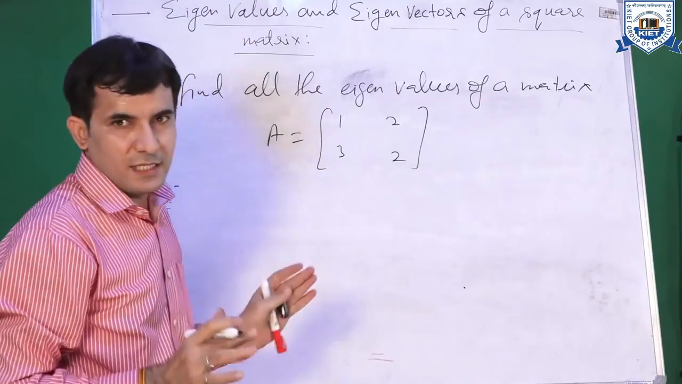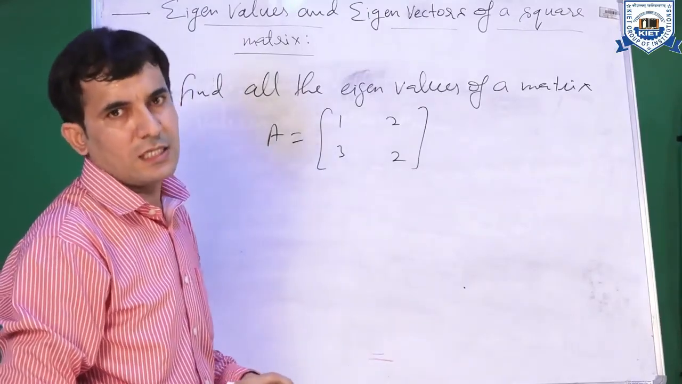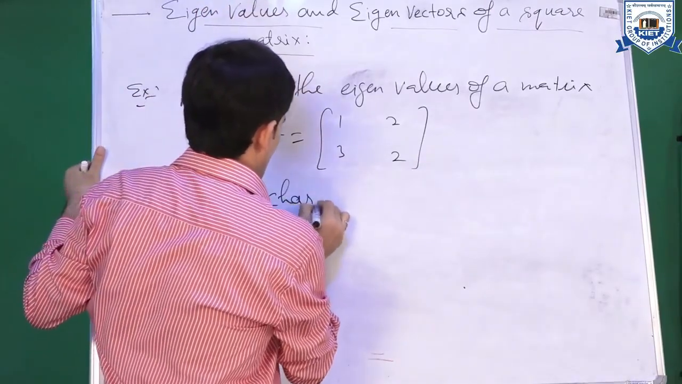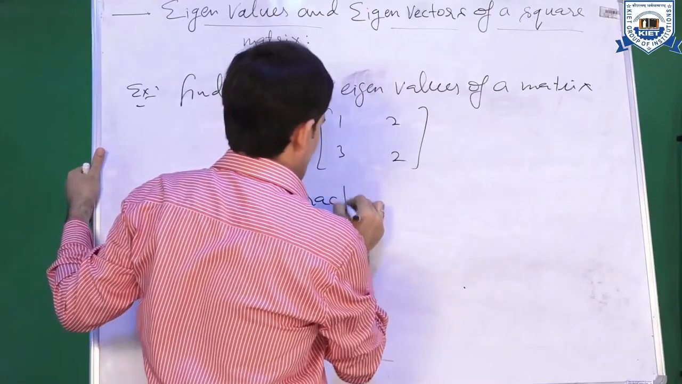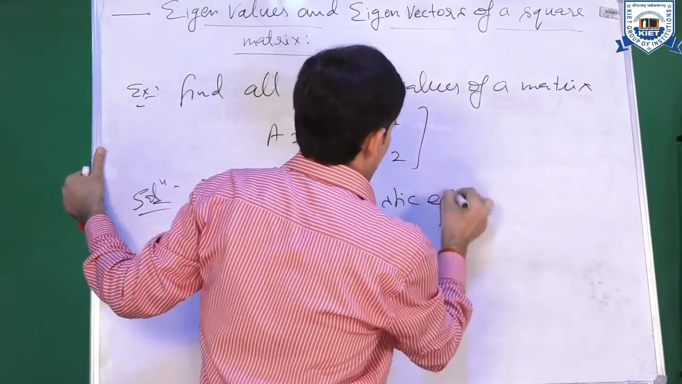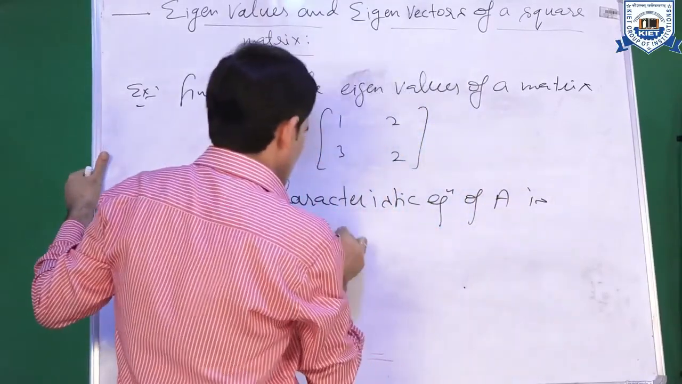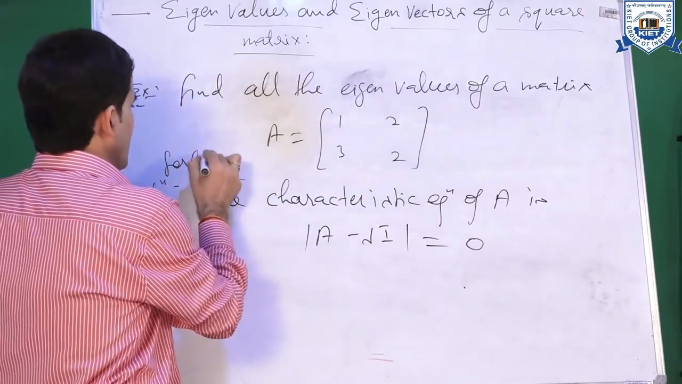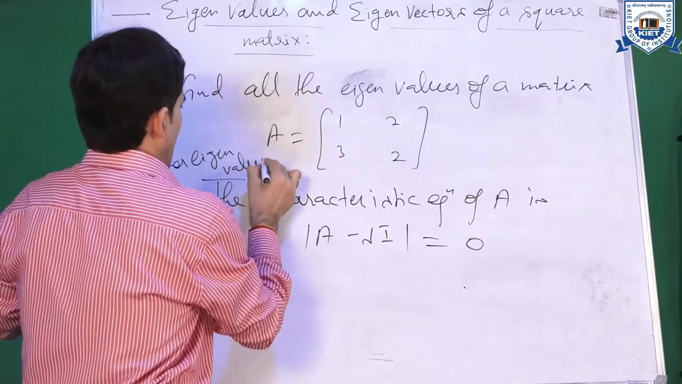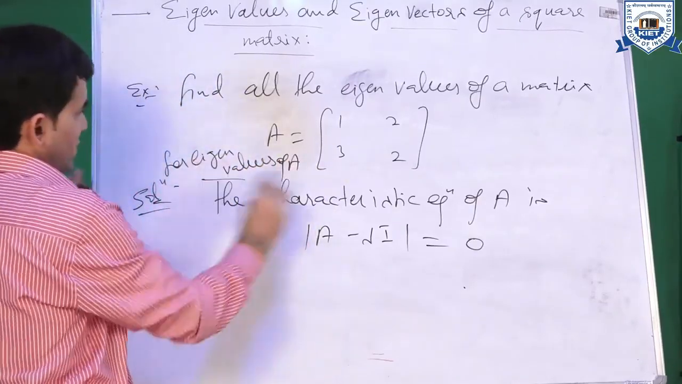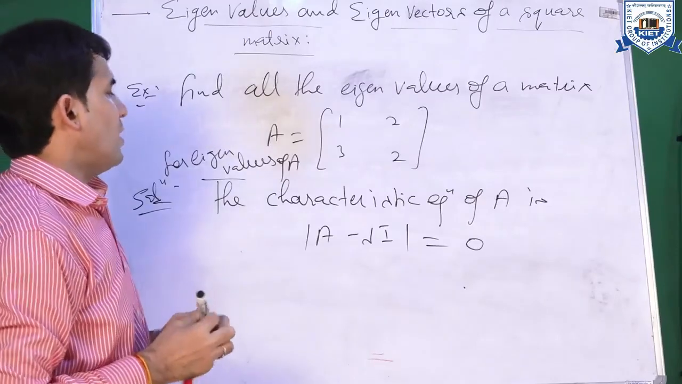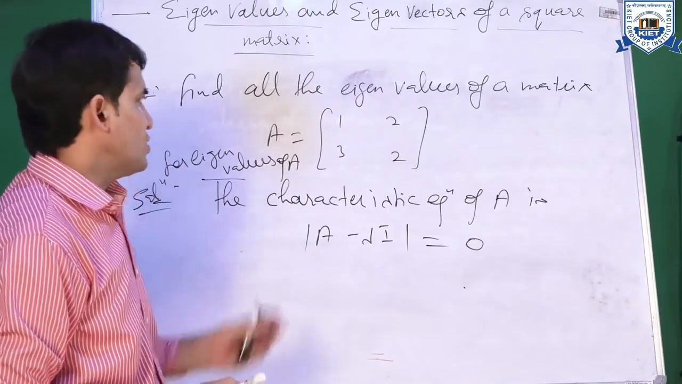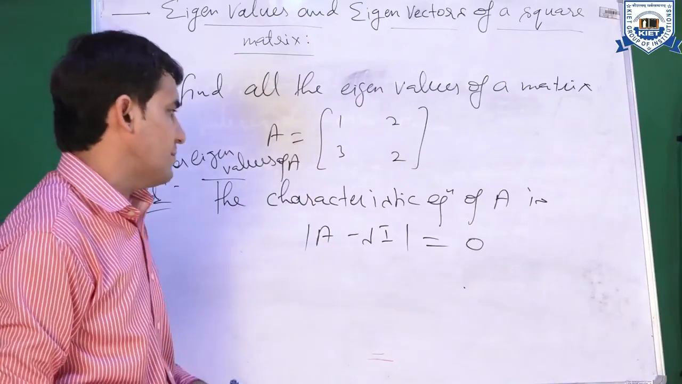To find the eigenvalues of matrix A, first of all we have to write its characteristic equation. The characteristic equation of matrix A is mod of A minus lambda I is equal to 0 for eigenvalues of A. For eigenvalues of matrix A, we have to write its characteristic equation, and the characteristic equation of matrix A is determinant of A minus lambda I.